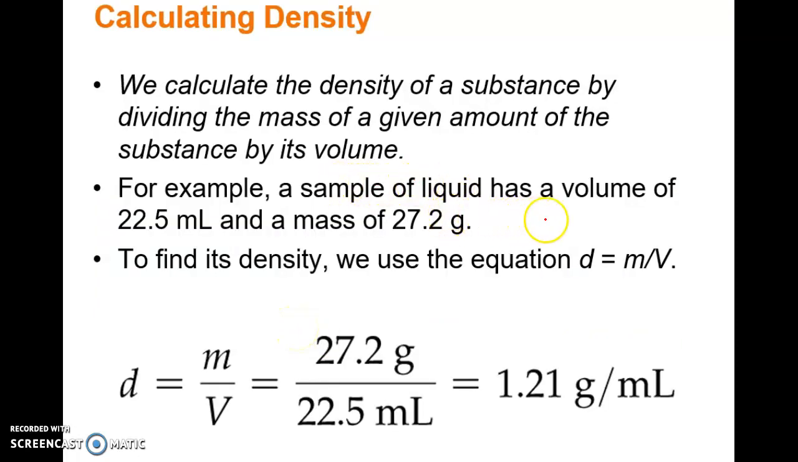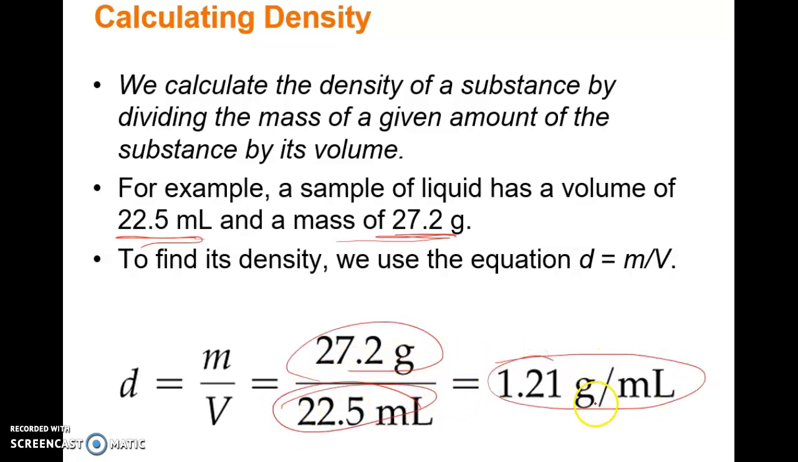So let's say we have a liquid that has a volume of 22.5 milliliters and a mass of 27.2 grams. What is its density? Well, its density is its mass over its volume. Divide that out, you get 1.21 grams per milliliter. Okay, make sure that you write your units.